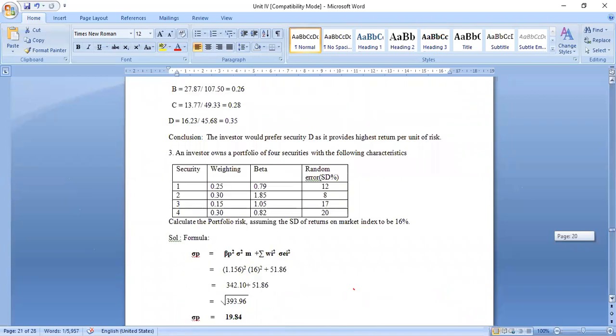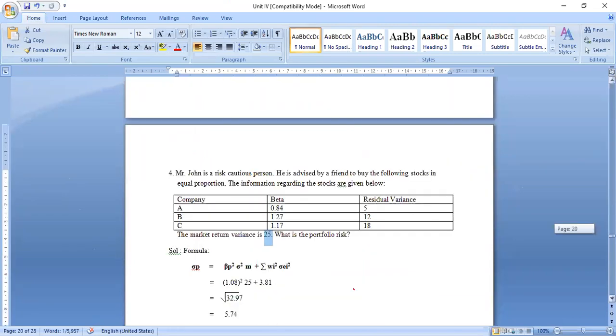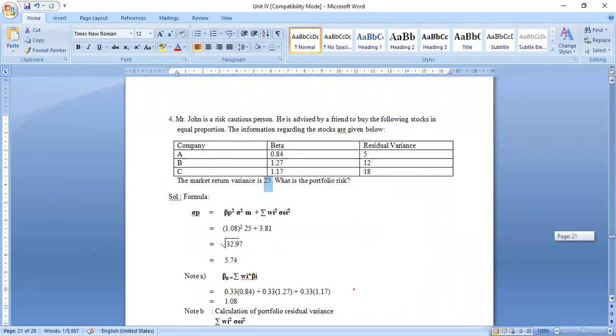Okay, so here in this particular table you are given the standard deviation. In this problem, both the standard deviation of returns on the market index and the random error standard deviation were given. But in this particular problem both values are given in terms of variance, and that is the reason we are straight away inserting the values rather than squaring them. Okay. Yes, ma'am. Thank you, ma'am.